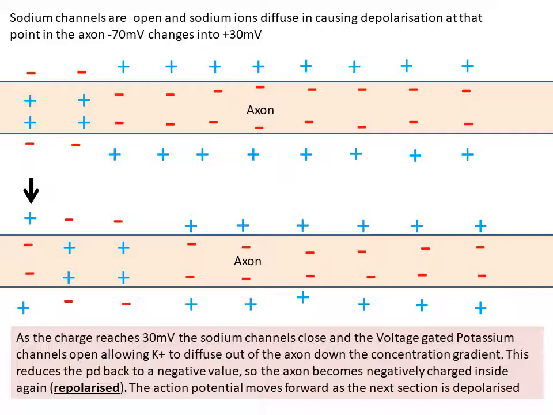So as the charge reaches 30 millivolts, the sodium channels close, the voltage gated potassium channels open, allowing the potassium to diffuse out, reducing the potential difference back towards a negative value. The axon becomes negatively charged inside, and the action potential moves forward as the next section is depolarized.